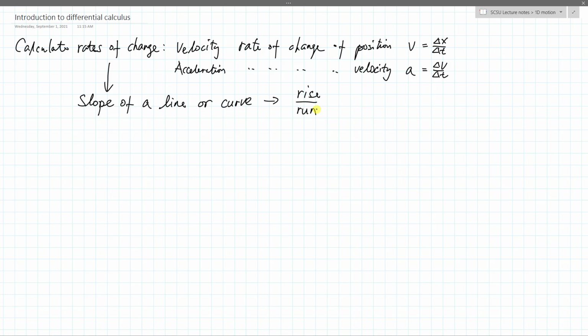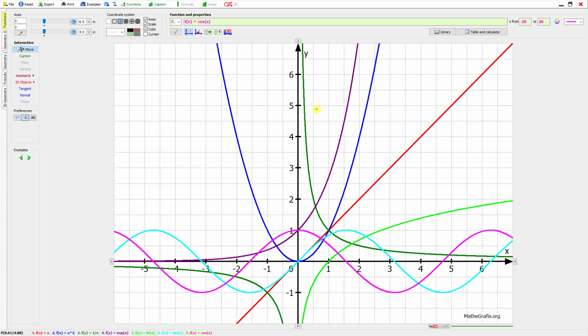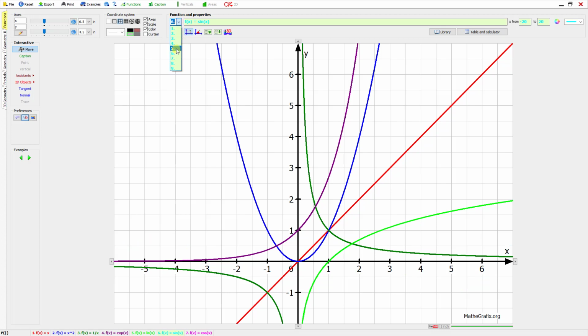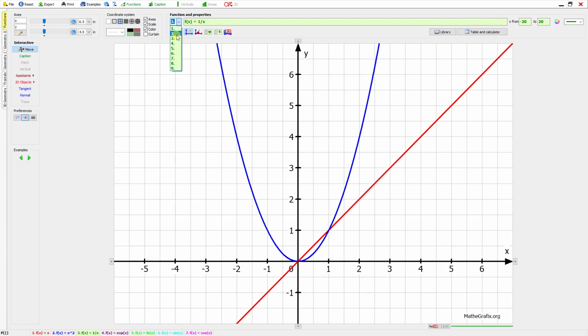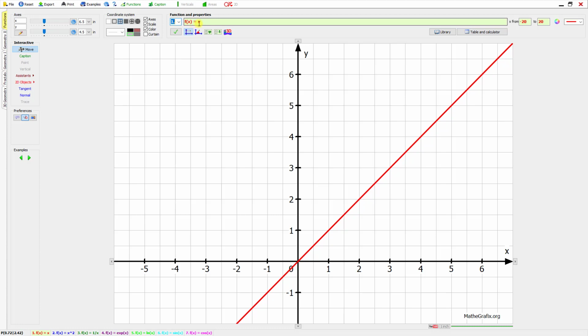So let's switch over to our graphical presentation here. You can see there are a lot of functions we're going to go through, and I'll take a moment to disable all of these except for the first one. Okay, so this first one is very simple. The function f of x is x, a very simple function with a slope of 1, and I'll use this assistant here as a tangent. I can actually draw a tangent line.